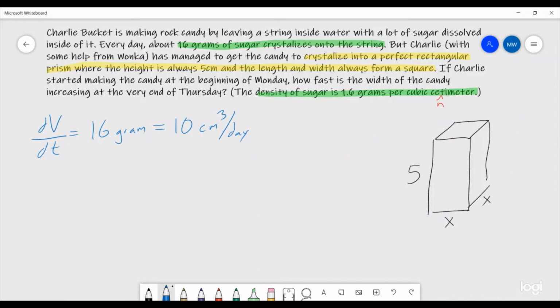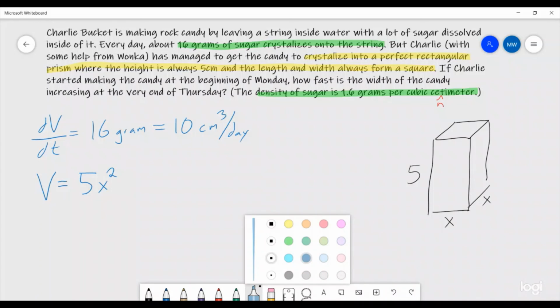So let's try and connect this to what we know. Because we know that this is going to be a representation of the volume. So we know that the volume of the sugar is going to be 5 times x times x. So the volume is 5x squared. But what are we trying to find? We're not trying to find the volume at the end of Thursday, because that would just be how many cubic centimeters were we adding, and then how many days did we add it. No, we're trying to find this.